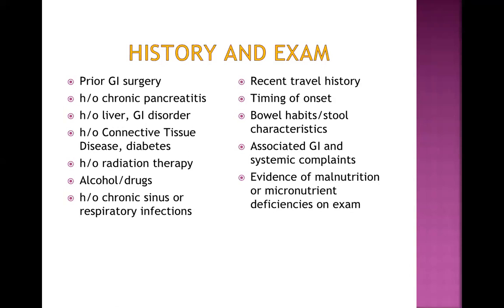History of connective tissue disease and diabetes, you need to ask specifically, because many people know, because the doctor has told them the diagnosis. So if they remember, that is quite good for you. History of radiation therapy, which can damage those villi and intestinal epithelium. Use of alcohol or any other drugs, take a history and record them.